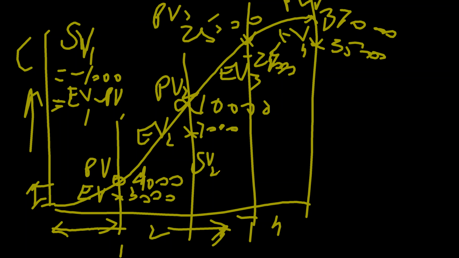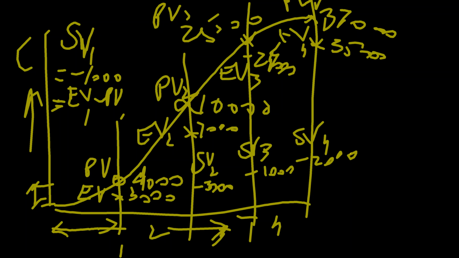SV2 is equal to minus 3000. SV3 is equal to 24 and 25, minus 1000. And SV4 is equal to minus 2000. Is everybody getting this?